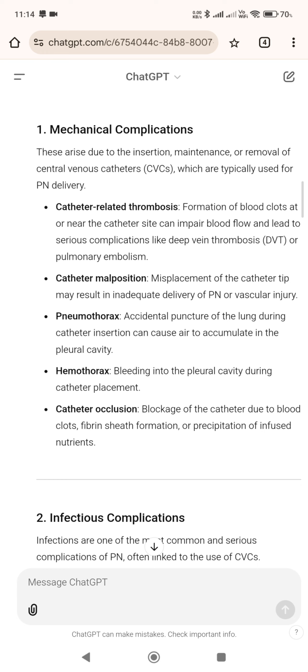Catheter malposition. Misplacement of the catheter tip may result in inadequate delivery of PN or vascular injury. Pneumothorax. Accidental puncture of the lung during catheter insertion can cause air to accumulate in the pleural cavity. Hemothorax. Bleeding into the pleural cavity during catheter placement. Catheter occlusion. Blockage of the catheter due to blood clots, fibrin sheath formation, or precipitation of infused nutrients.